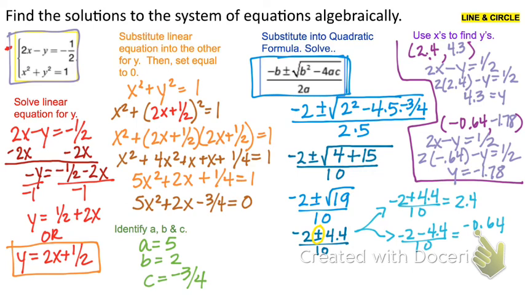So after all of that, we have our two solutions. This is a point where they intersect, and this is a point where they intersect. So these are the solutions to this system of equations.